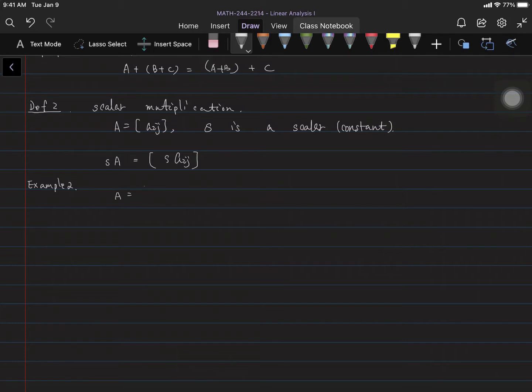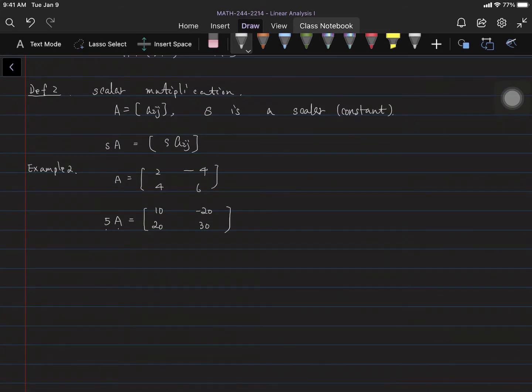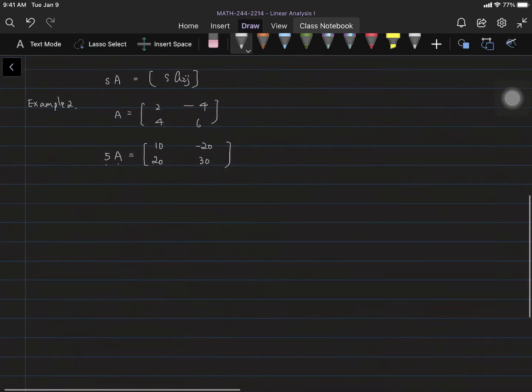So let's take a look at example 2. Here we have matrix 2, negative 4, 4, 6. And let's find 5A, scalar multiplication. The scalar is 5 times A. So we use 5 times every element in the matrix A. So 5 times 2 is 10. 5 times negative 4 is negative 20. 5 times 6 is 30. So this is 5A. Just use the scalar times every single element.